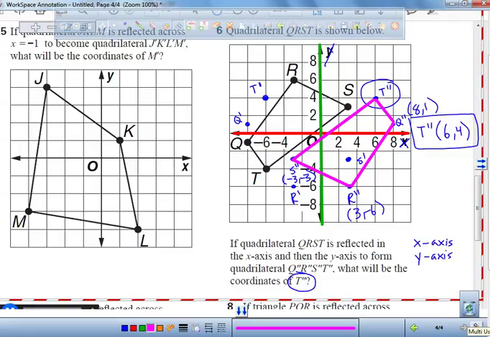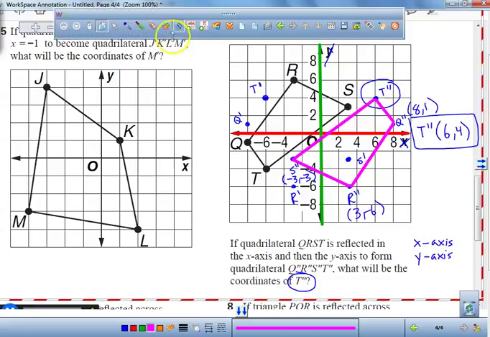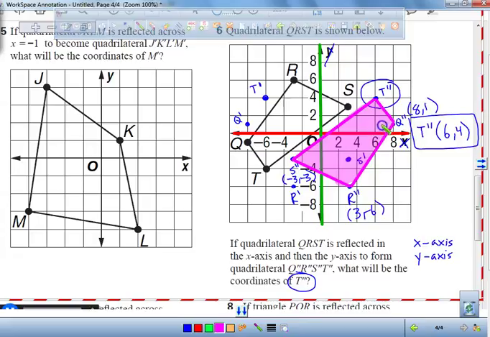But I didn't ask you for all of them. What did I ask you for? Just one coordinate. So what would your final answer be, everybody? If I said all of them, this is what the picture would be if I said graph the image, going across the x-axis and then across the y-axis.